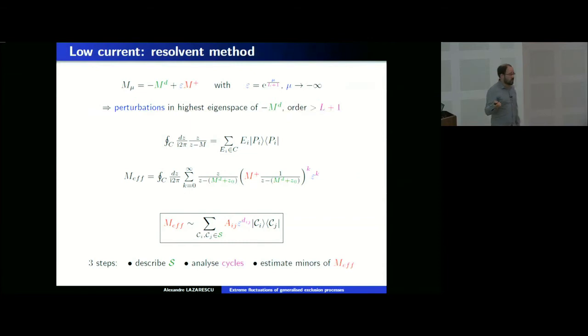So I'm still interested in the largest eigenvalue of that matrix, though the size of that dominant eigenspace could be very large, I don't know. So the first thing I have to estimate in order to get the largest eigenvalue is to describe the states which are in that dominant eigenstate, then to analyze the weight of cycles of such states, using that to estimate the minors of this reduced matrix, and then using the minors and the characteristic polynomial to estimate the largest eigenvalue, or to actually just get a bound on the largest eigenvalue of that matrix.